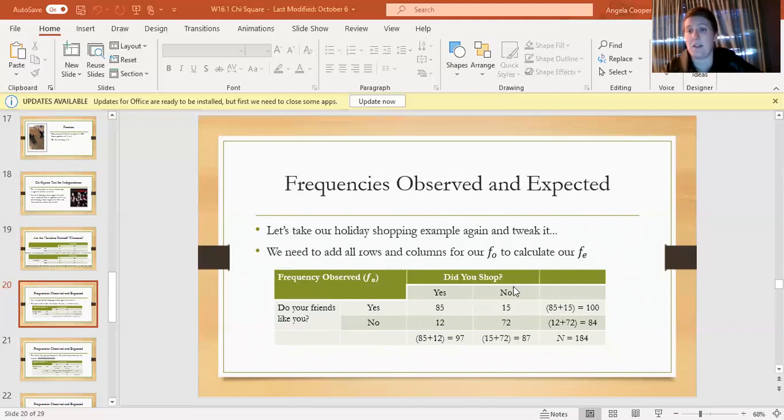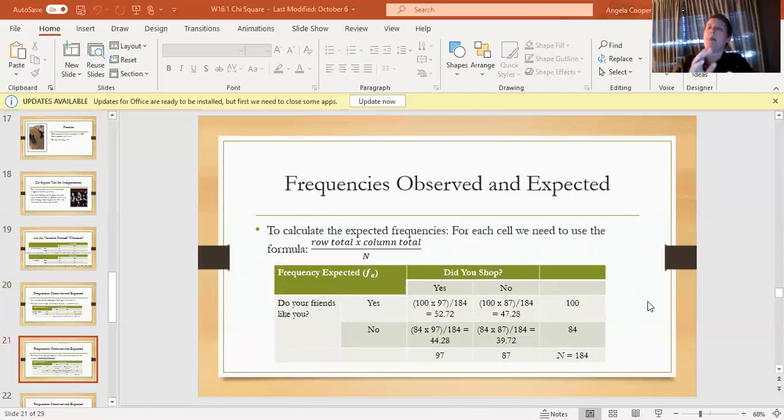And the same thing for the columns as well. 85 plus 12, the total people who said they shopped for the holidays, is 97, and 87 for those who said no. Now we add these together: 100 plus 84, or alternatively 97 plus 87. Either way, we have our sample size total of 184. Add all these boxes together, we get 184.